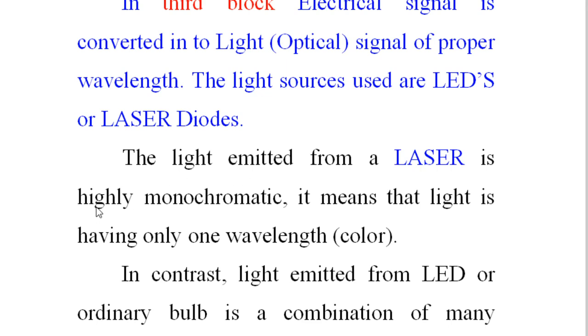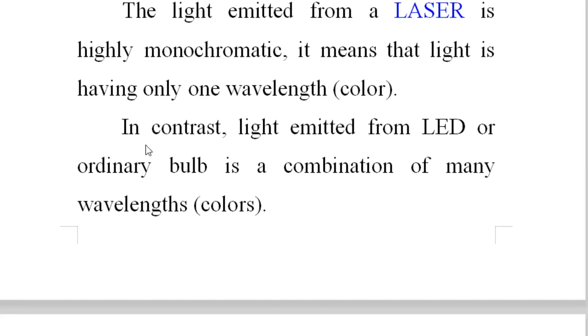Laser light emitted by the laser is highly monochromatic. It means that light is having only one wavelength, and only one wavelength means only one color. There are not so many colors mixed like ordinary light in the laser diode. So only one wavelength, that is why it is said highly monochromatic. So it is associated with what? Only one wavelength, that is color. In contrast, the light emitted by the LED or from an ordinary bulb is a combination of many wavelengths, means it consists of different colors.